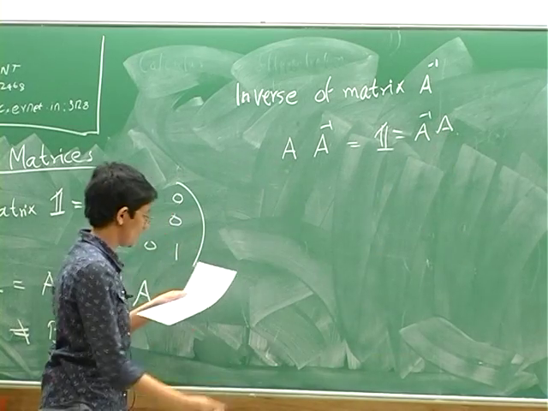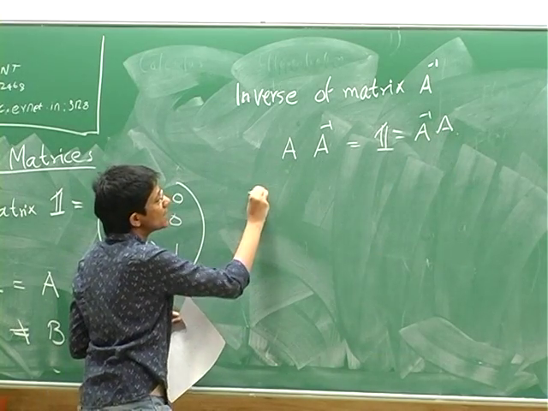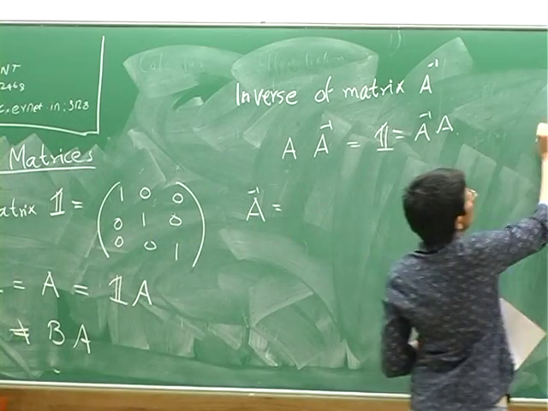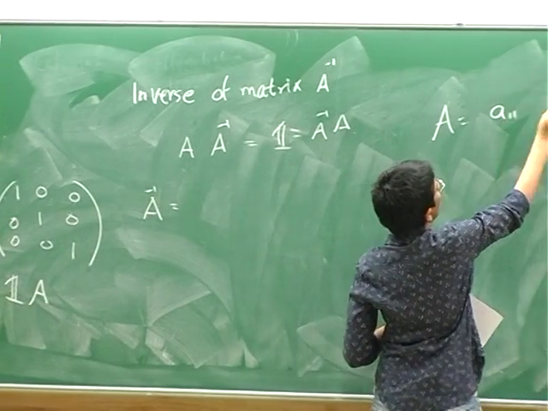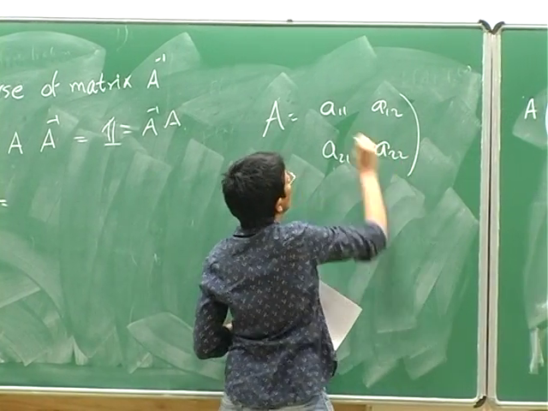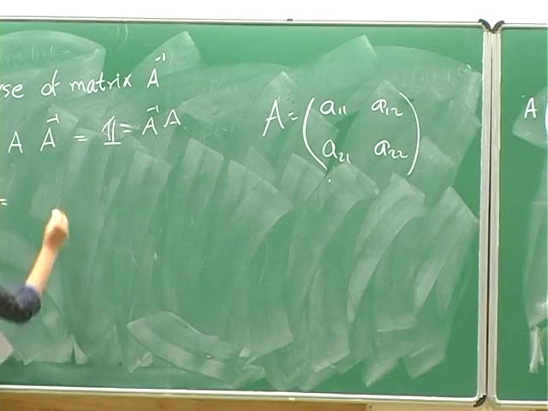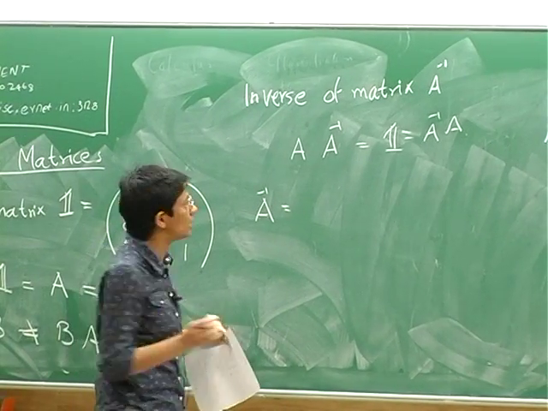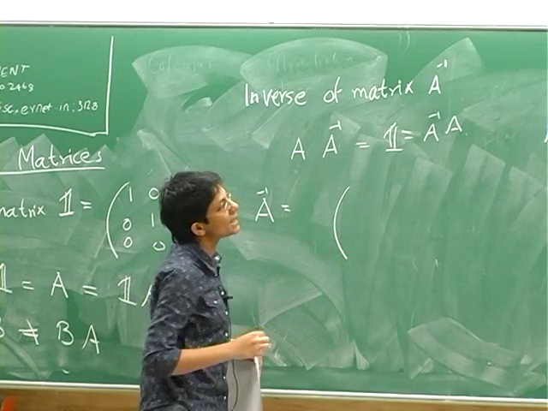Let's learn how to calculate A inverse for a 2 by 2 matrix. So A is that matrix. Let me write it again. How do we calculate A inverse? You need to do a series of operations. Let me take you through slowly, one by one. So the first thing is this.